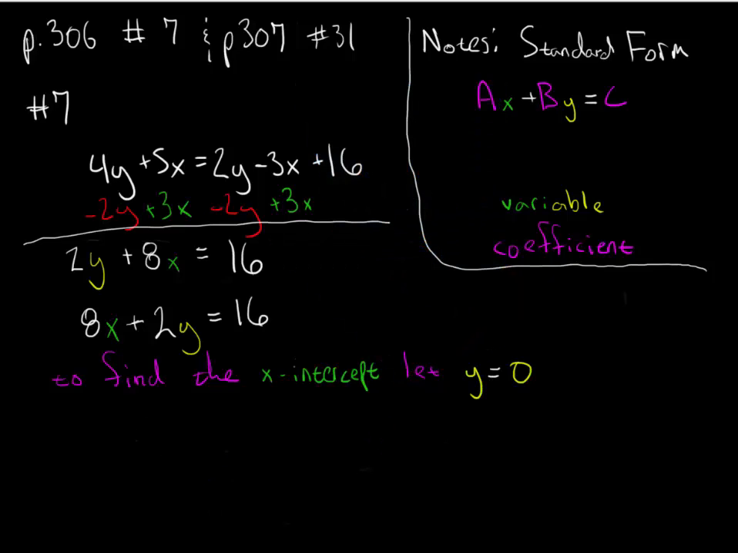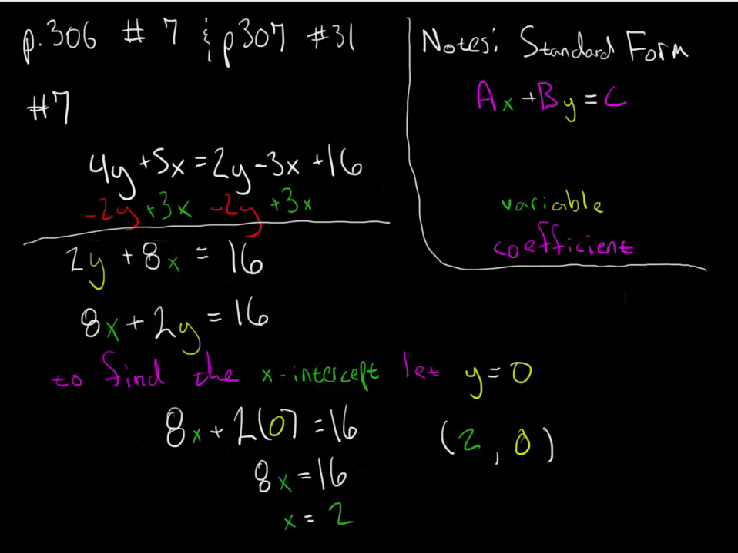To find the x-intercept, we'll let y equal 0. 2 times 0 is 0, leaving 8x equals 16. Divide both sides by 8 and we get x equals 2. The location of the x-intercept then is the point (2, 0).